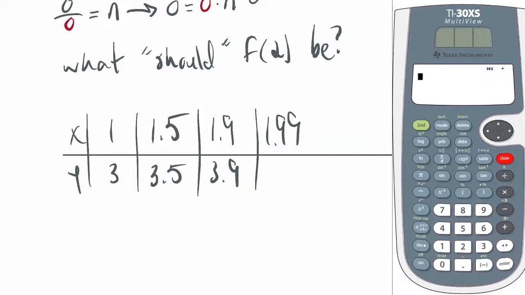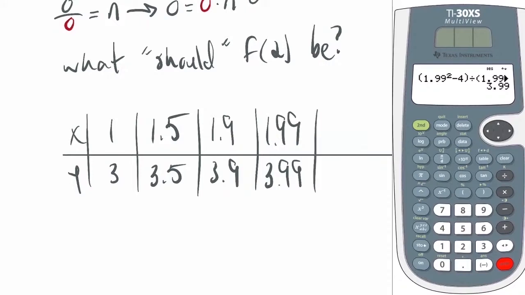Okay, so I want to do parentheses 1.99 squared minus 4, divided by 1.99 minus 2. Okay, and hit enter, and I get 3.99. At this point, you probably are seeing a pattern, right? The bottom row, for every input-output pair, the bottom value is 2 points higher, right? 1 turns into 3, 1.5 turns into 3.5, 1.9 turns into 3.9, and so forth.